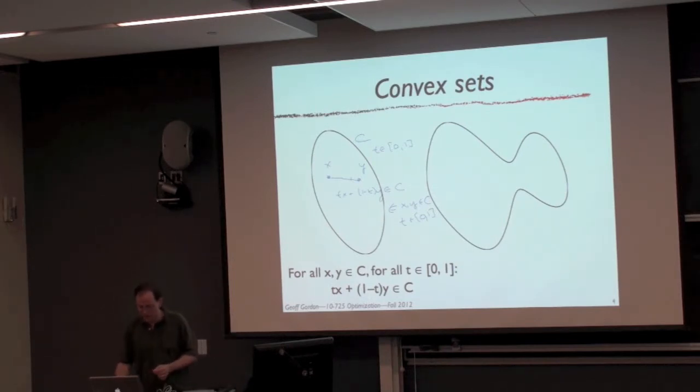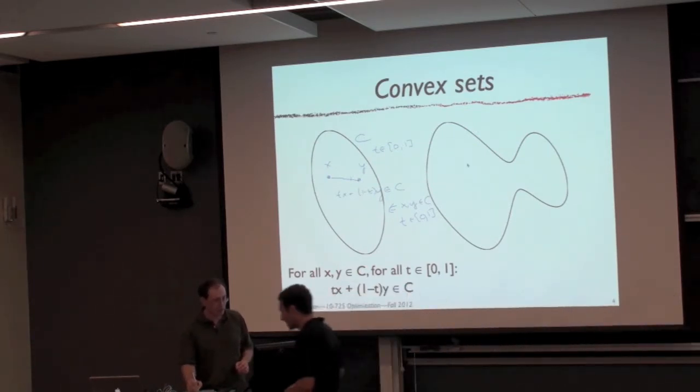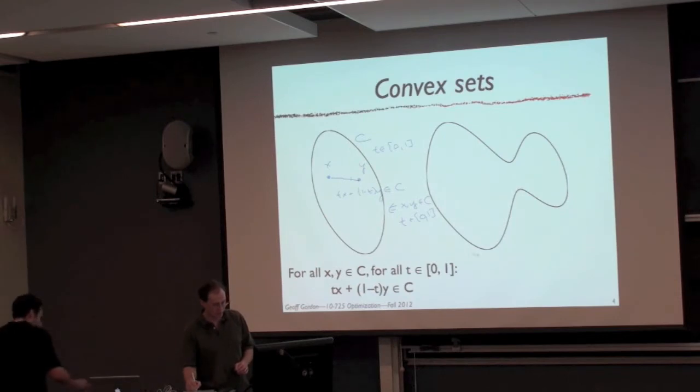Now there is a maybe slightly more useful definition of convexity, which is that if I have some distribution, let's write it down here.